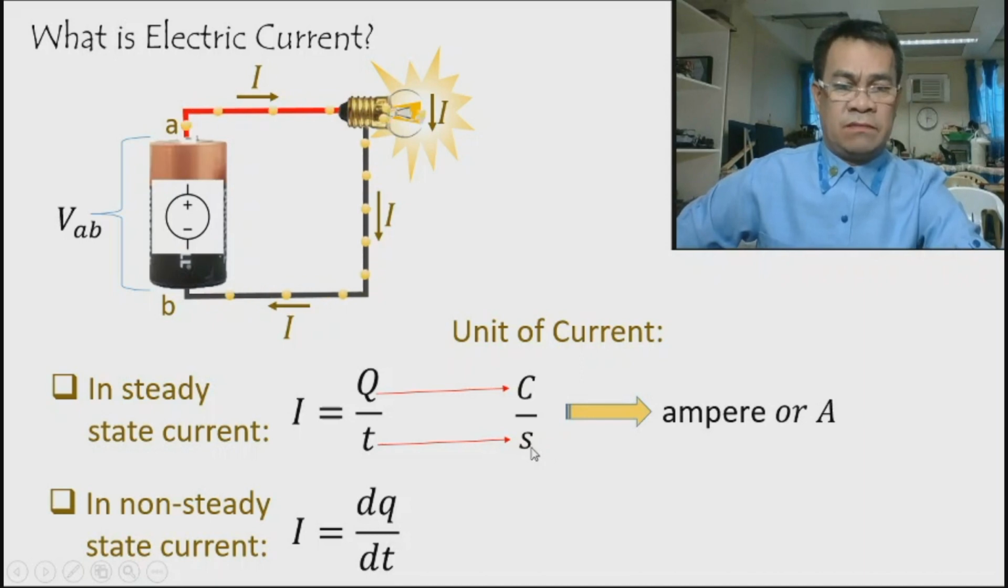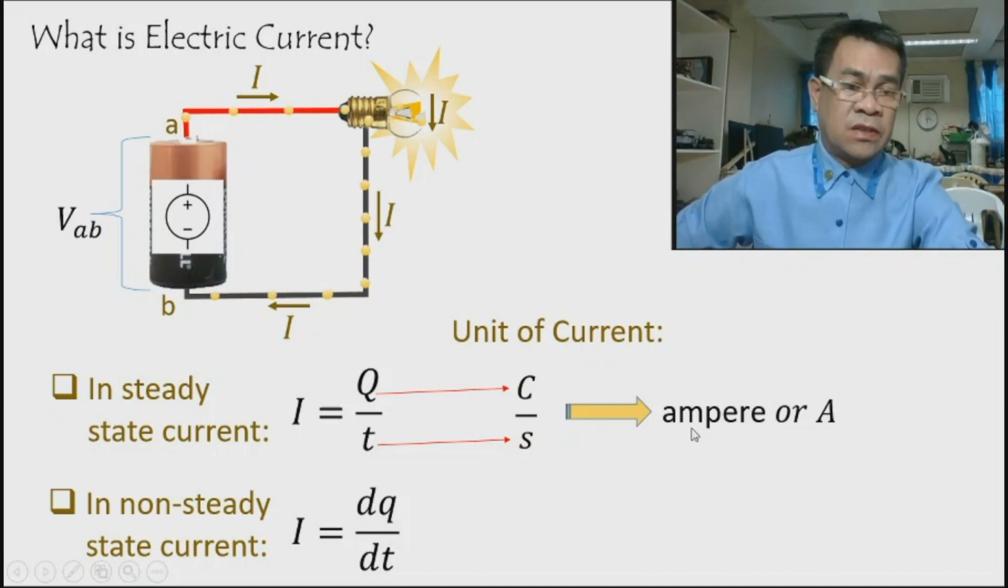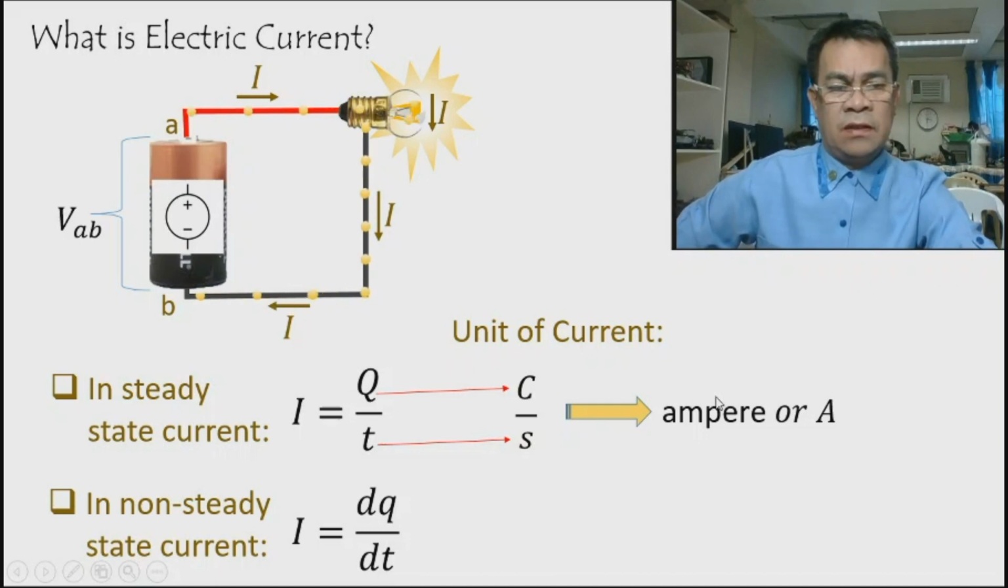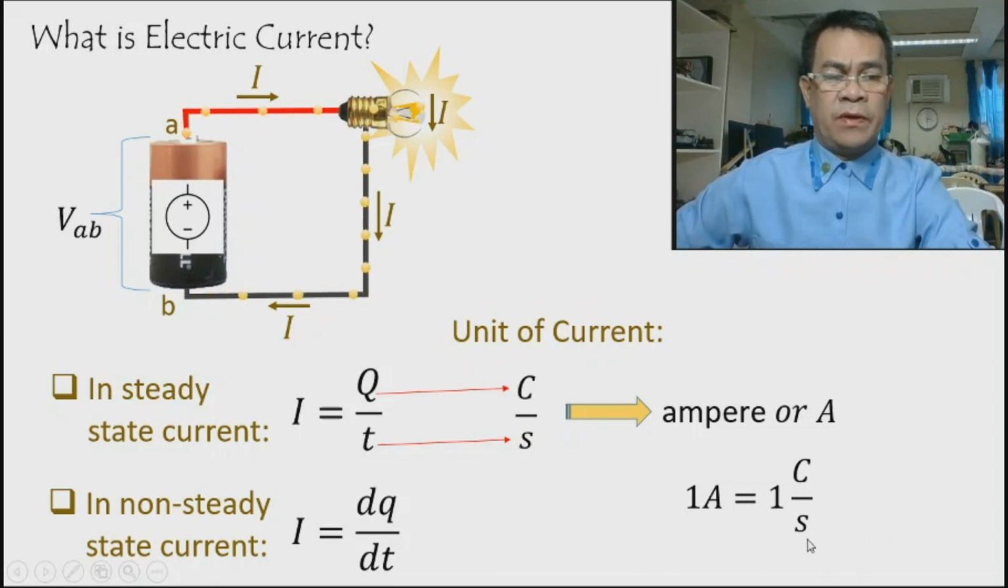Okay? But coulomb per second means ampere, in honor of Andre-Marie Ampere, who was able to discover current within the circuit. So, coulomb per second means ampere, symbolized as I, or simply as big letter A. Sometimes in books we use amp. It's the same as ampere or big letter A. So, we can say that 1 ampere unit of current is equivalent to 1 coulomb per second.